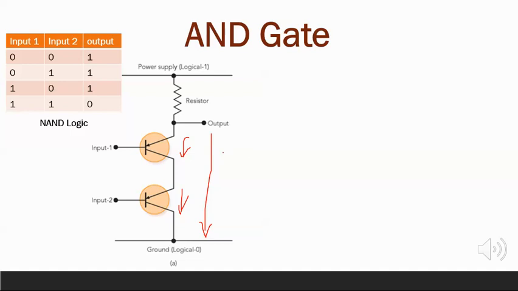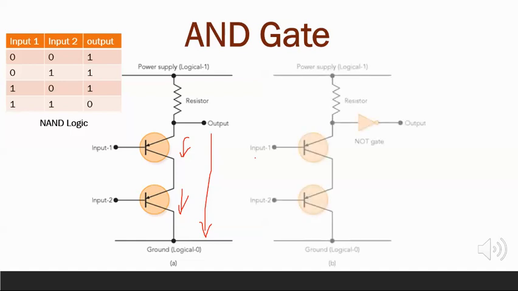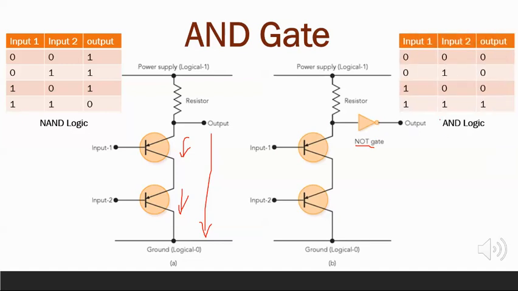Based on NAND logic, once we add a NOT gate on the output, that inverts the result of output. Then the three transistors form an AND gate. We can see the truth table on the right upper corner for AND logic.